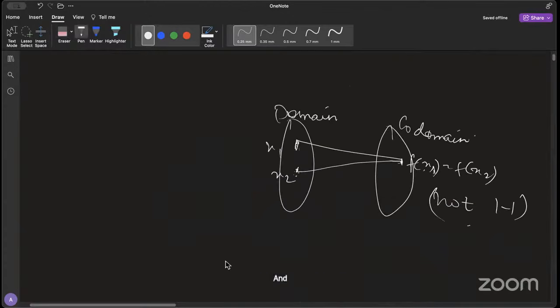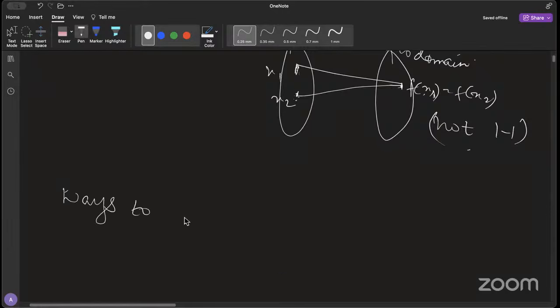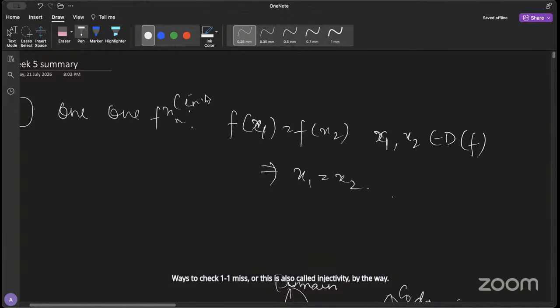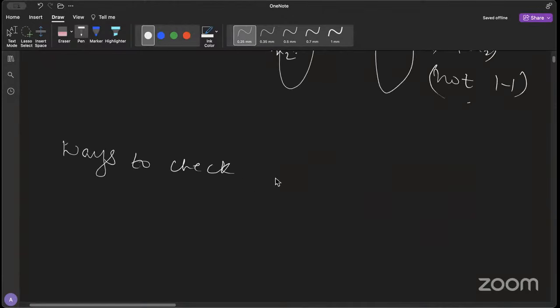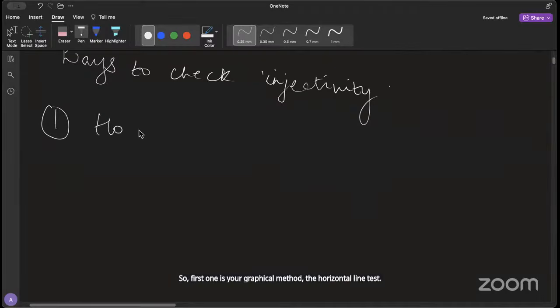And then coming to how to identify a one-one function, how to tell if a function is one-one or not. First are the ways to check one-oneness, which is also called injectivity, by the way, injective functions. So the first one is your graphical method, the horizontal line test.